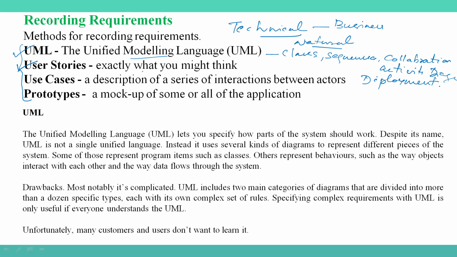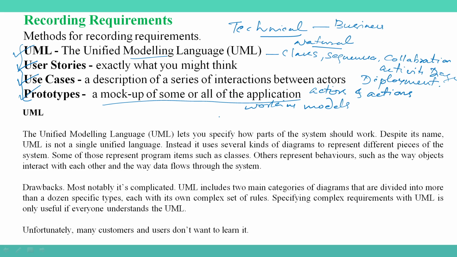All these types of representations will be given in user stories. And use cases are just what we have seen right now. That is, it represents in the form of actors and actions. We represent everything in terms of actors and actions. And the last one is the prototype, which we have already discussed. That is a working model of a system. So these are the ways by which we can represent our requirements.